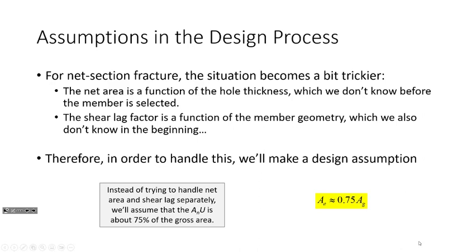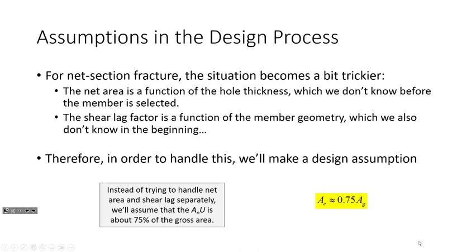That is a shot in the dark. That is a total guess, okay? But we're going to use that as a means of selecting a member. But the member that we select is going to be a trial member. It's going to be a guess. We are then going to have to take that member and analyze it. It might work. It might not. Okay? And that's where the iterative process of design comes into play. But at least this will give us a good shot at getting our most economical selection first, okay?